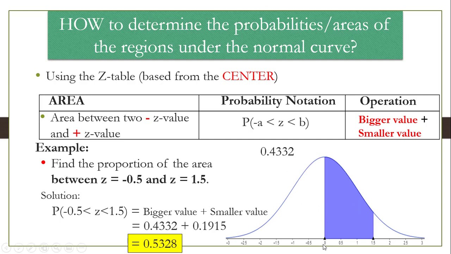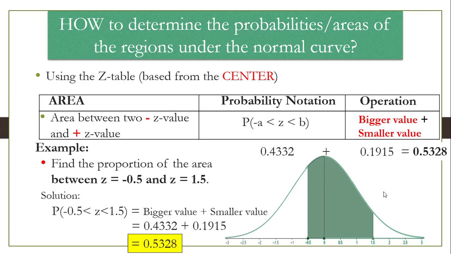So, from 0 to 1.5, it must start from the center. So, 0.4332. So, this area would be 0.4332 plus 0.1915. Okay? Why do we add? Because we're looking for the area between negative 0.5 to 1.5. So, this one plus this one. So, this would be equal to 0.5328, which is this one.